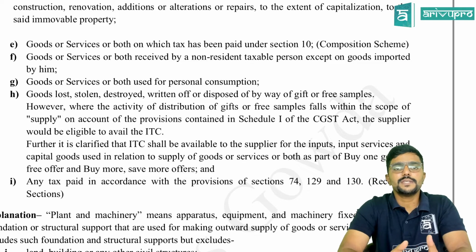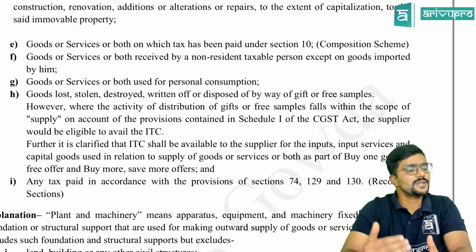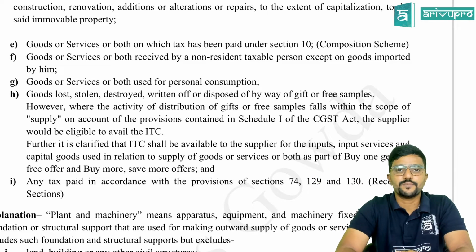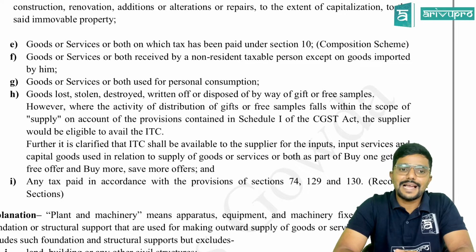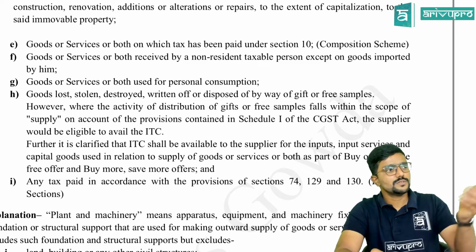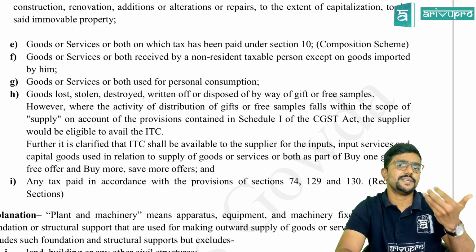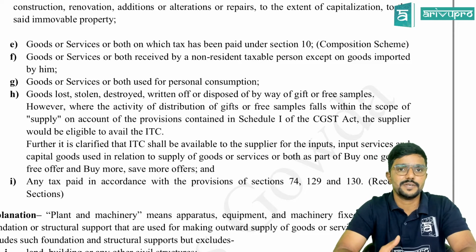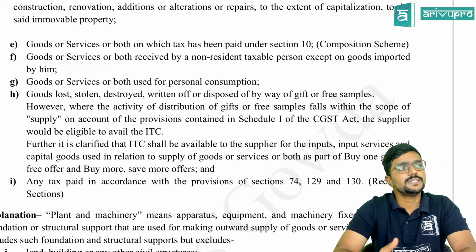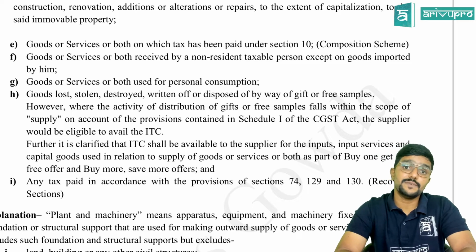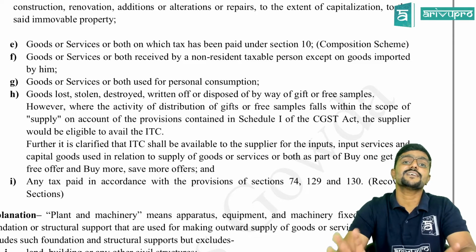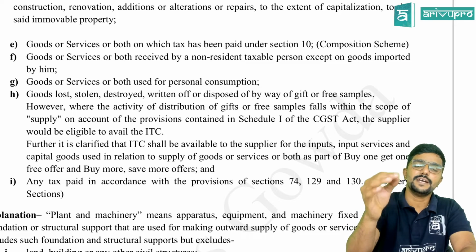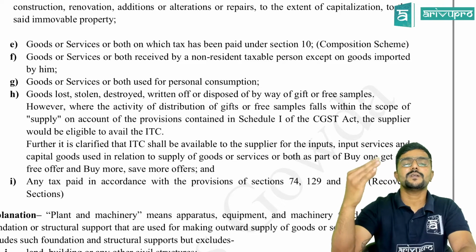Now, if a non-resident taxable person has paid any tax on his inward supply, he cannot claim credit. But if he has paid tax on the goods imported by him, he would have paid IGST. Can he claim credit on it? Yes, he can claim it. So in simple terms, if anything is purchased in India on which he has paid tax, he cannot claim the credit. And also, if he has imported any service on which he has paid IGST, on that also he cannot claim credit. Only on goods imported into India on which he has paid tax can he claim credit.